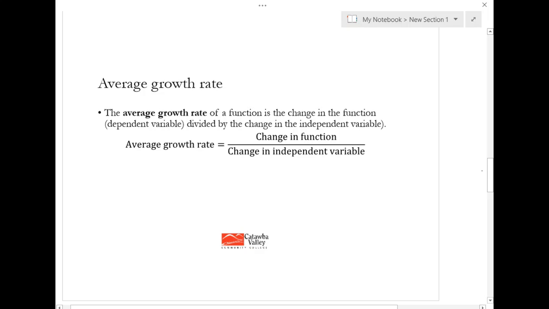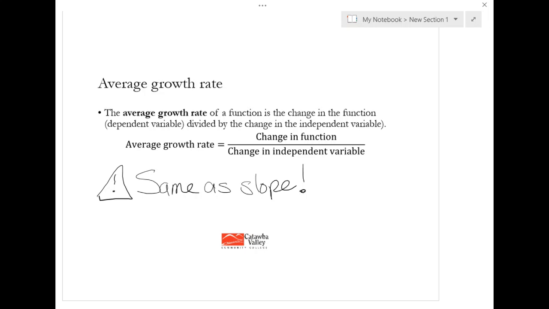So let's look at average growth rate. This is another concept in your textbook, and it is a little different from percentage change. The average growth rate of a function is the change in the function divided by the change in the independent variable. And in a lot of textbooks, this is really the same thing as slope. So if you remember from previous courses talking about slope, that is exactly what this is right here. This is really just talking about the slope of a function.